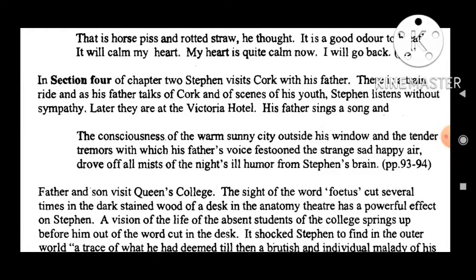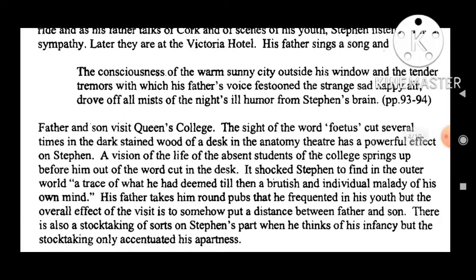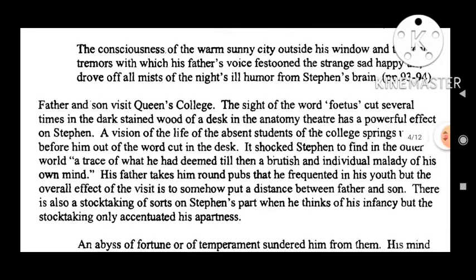In section 4 of chapter 2, Stephen visits Cork with his father. There is a train ride and his father talks to Cork of scenes of his youth. Stephen listens without sympathy. Later they are at the Victoria Hotel. His father sings a song and the consciousness of the warm sunny city outside his window and the tender tremors with which his father's voice festooned the strange, sad, happy air drove off all mist of the night's still ill humor from Stephen's brain. That is page 93 to 94.